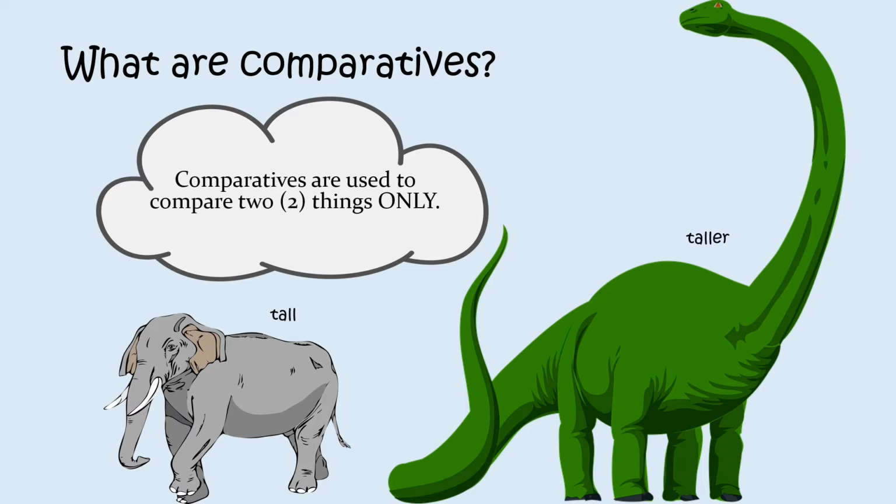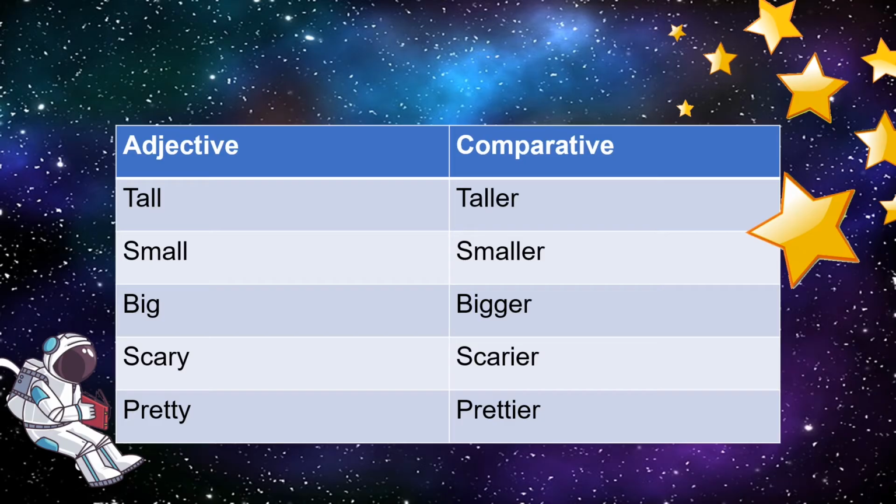Now let's look at other examples of comparative adjectives. The adjective tall, when changed to comparative, becomes the word taller. Now let's look at another example. Small, smaller. Big, bigger. Scary, scarier. Pretty, prettier. Notice how they all have ER at the back when they change into comparative? Now that's the clue.